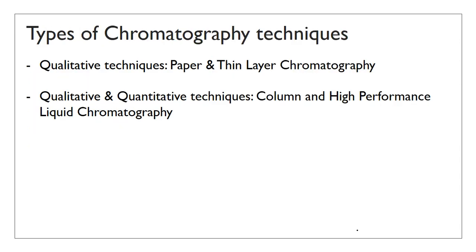Okay, so when we talk about the different chromatography techniques, essentially there are two types, and as I mentioned earlier, chromatography could be considered qualitative. So if you talk about paper or thin layer chromatography, those two techniques would be purely qualitative because they cannot tell you the concentration of each substance in the mixture. However, column and high performance liquid chromatography would be considered quantitative techniques as well as qualitative because you can, from the result, work out exactly the concentration of each substance. And in fact, HPLC, or high performance liquid chromatography, is used very often to determine the concentration of something.